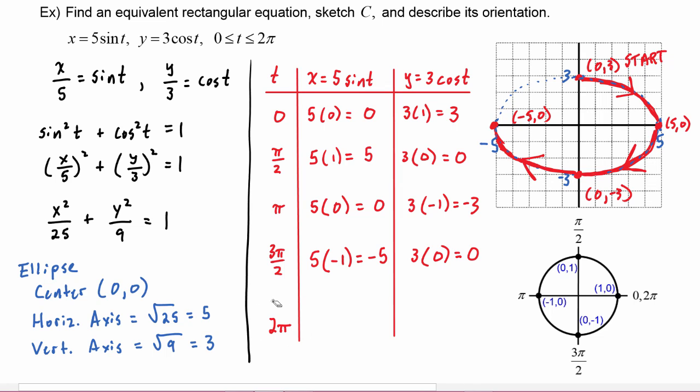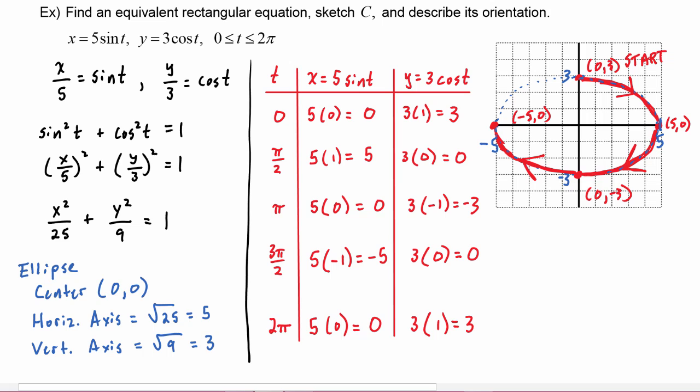Finally, we plug in 2 pi. Our x value will be 5 times the sine of 2 pi, which is 0. 5 times 0 is equal to 0. To find the y value, we take 3 times the cosine of 2 pi. We know the cosine of 2 pi is 1, so our y value is 3. So C will travel along the ellipse to get back to 0, 3.